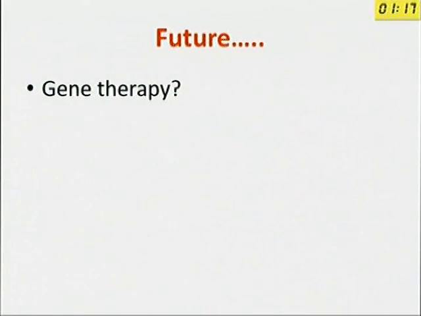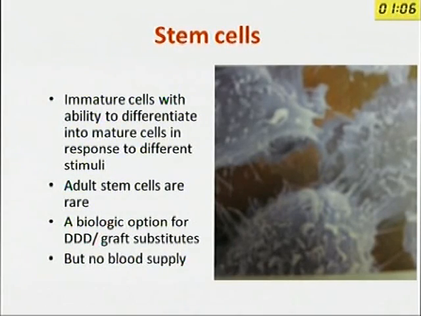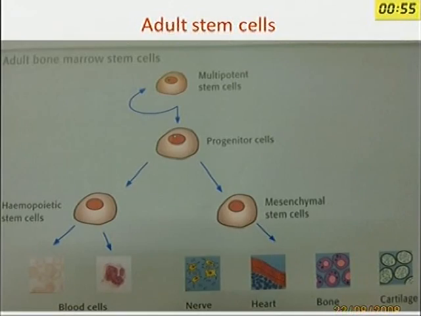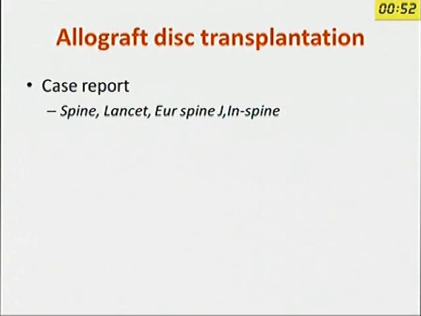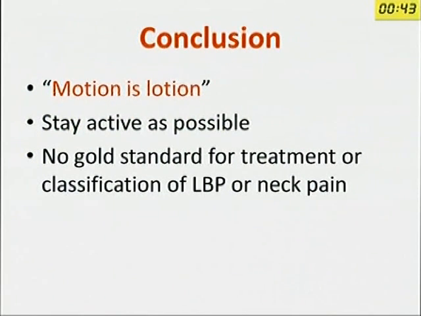And the future, obviously, as with all diseases, gene therapy is an in thing, and maybe in the future it will come up. And stem cells, of course we can transplant stem cells into the disc space, but the main pathology is the lack of blood supply, so that is not addressed so far. So it is under study again. And another possibility is allograft transplantation with good results. But who will give the disc for transplantation? That's another question. So motion is lotion, stay as active as possible, and there is no gold standard for treatment or classification of low back pain or neck pain.